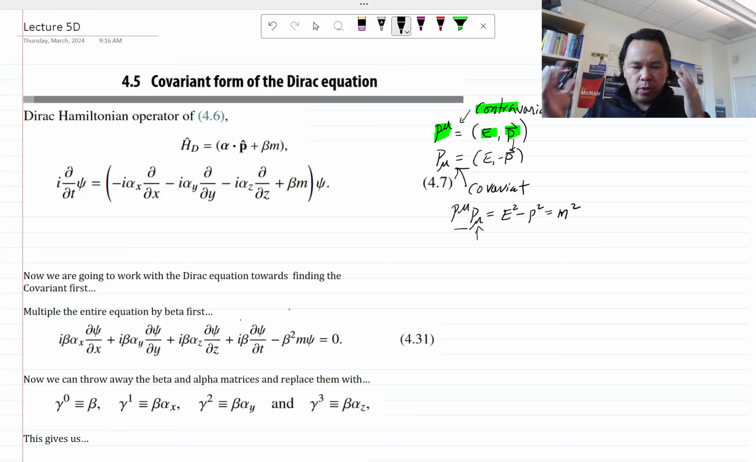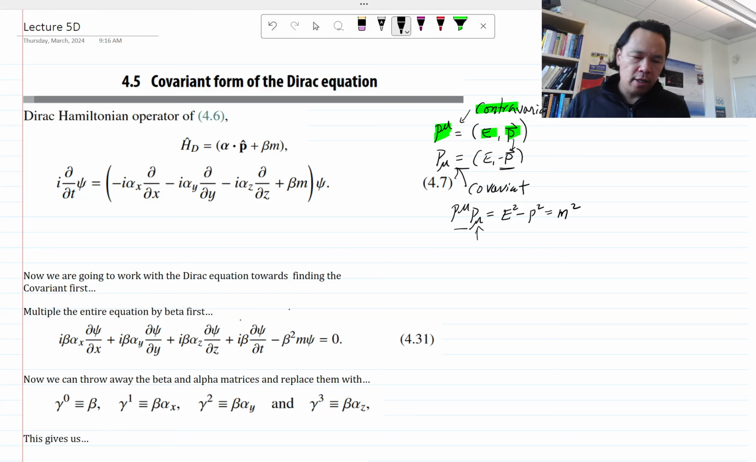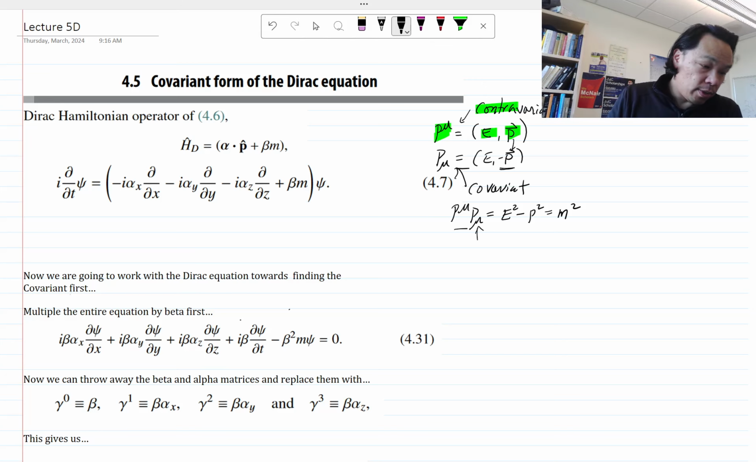One way you can think about this is that the contravariant varies one way when you do a Lorentz transformation, and the covariant varies the opposite direction in a Lorentz transformation. Therefore, the product between the two is a Lorentz invariant. To convert from the contravariant to the covariant, at least in the convention of this class or this textbook, we negate all the spatial components. So we're going to do a similar thing with the Dirac equation.